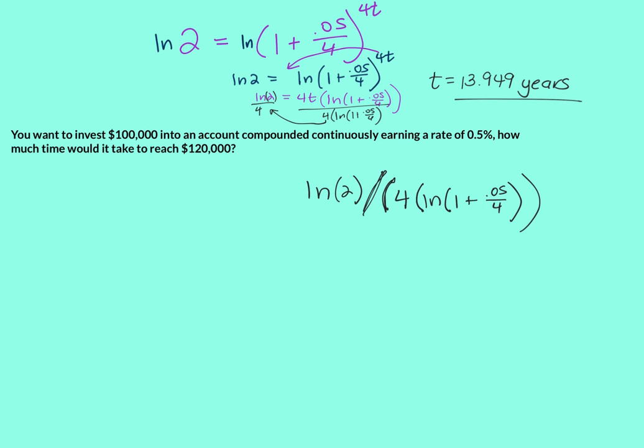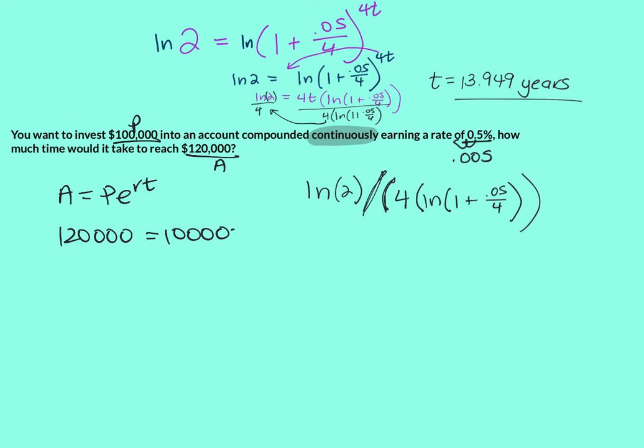Okay, for this last one, it says you want to invest $100,000 into an account compounded continuously. So there's that continuously again, which means PERT. Earning a rate of 0.5%. How much time would it take you to reach $120,000? So we get A equals PERT. There's my A. This is my P. The rate is 0.005 because we have to move this back twice. So 0.005. And then the time is what we don't know. So 120,000 equals 100,000 e to the 0.005 times t. So divide both sides by the 100,000. Or 1.2 equals e to the 0.005 t.